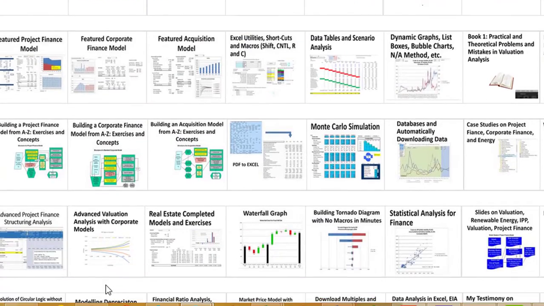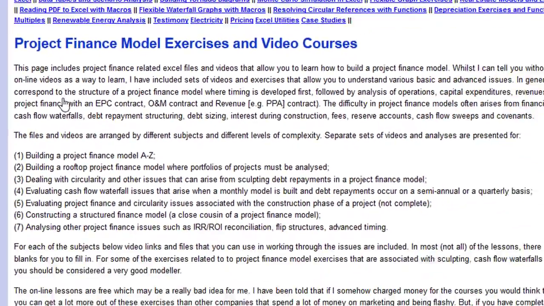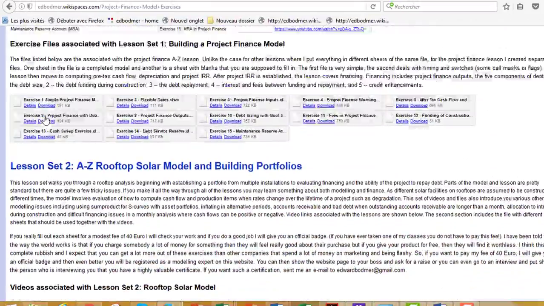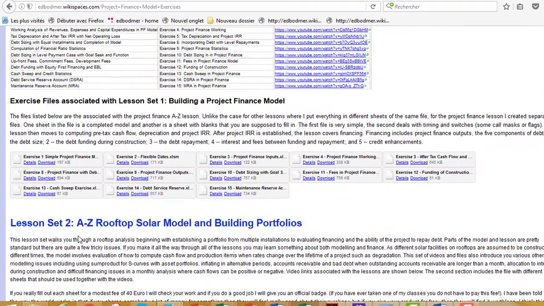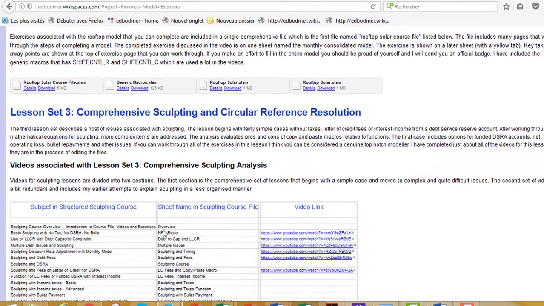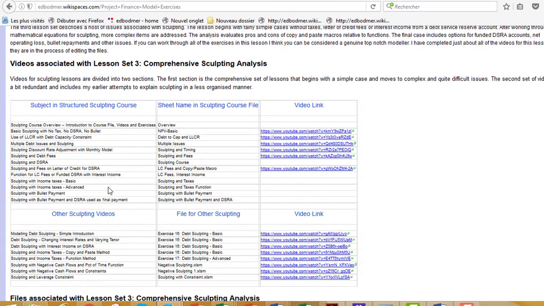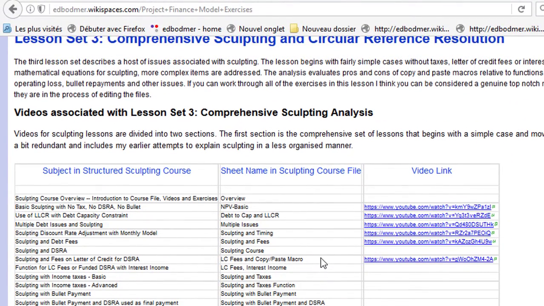I have spent some time restructuring the website. Some people don't seem to know this is the home tab. Maybe I've got to change that. But if you go to this lesson set that says comprehensive sculpting, notice I've got some blanks here, and I've got to fill them in. Now I'm going to make the sculpting and the taxes in this one.